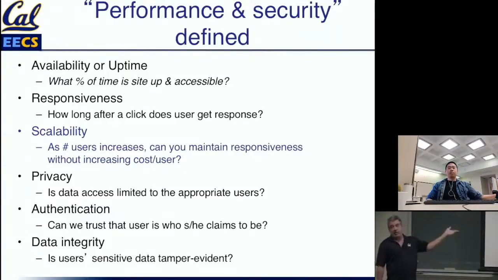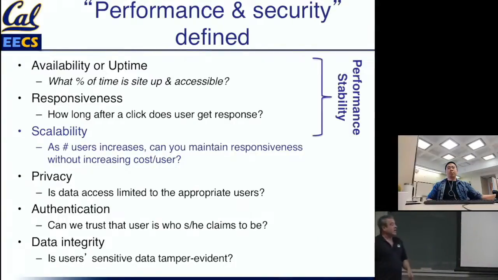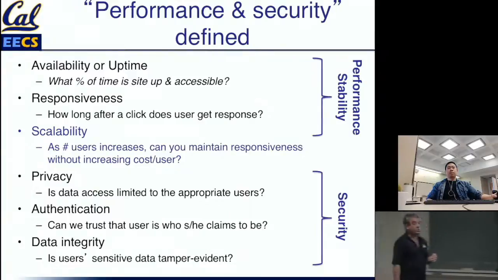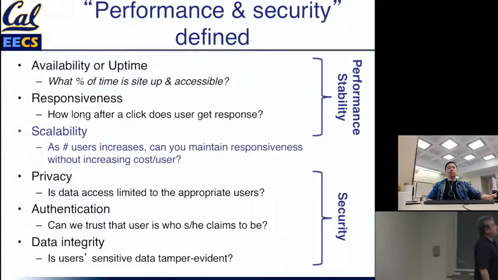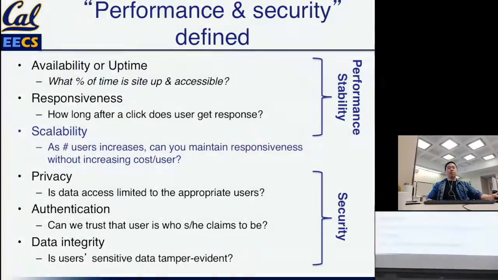And then data integrity. Once the data has been stored, is it at least tamper evident? Notice that it doesn't have to be tamper proof, but you have to be able to tell if somebody attempted to modify it in an unauthorized way. Very generally, we'll talk about the top 3 things as referring to performance stability as opposed to security, which are the bottom 3 things. So this is not the only categorization, but it is a reasonable breakdown in terms of the kinds of things that developers have to think about.